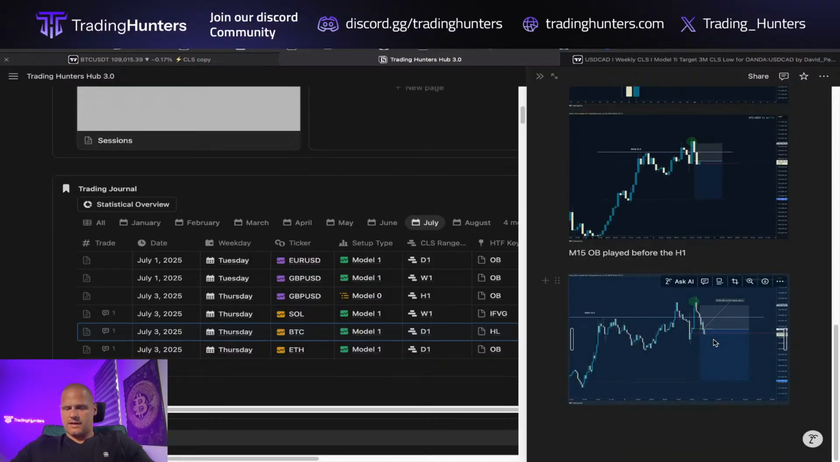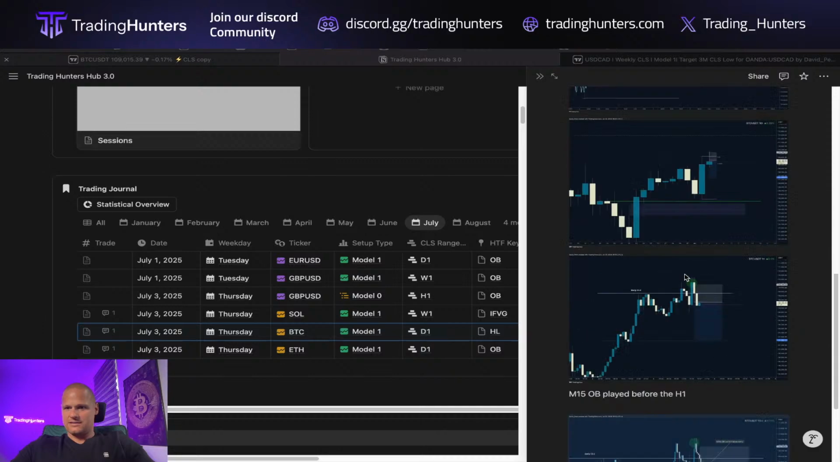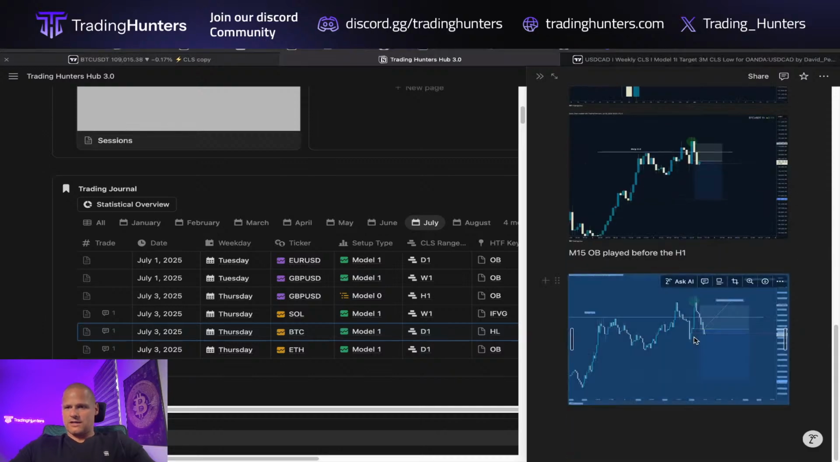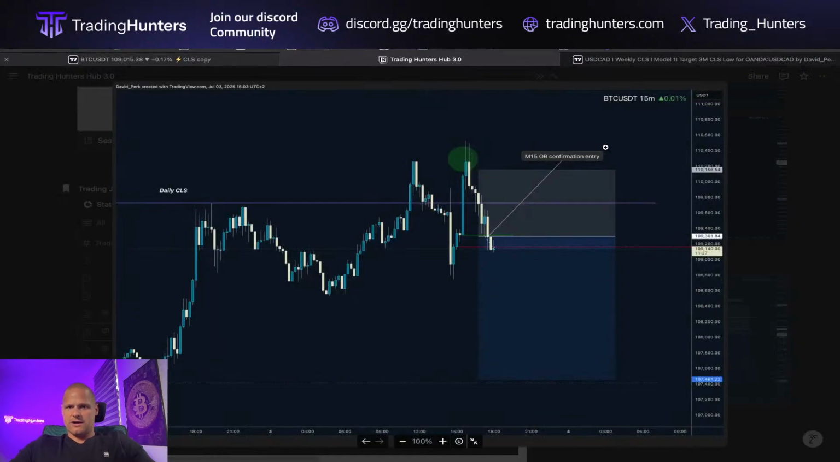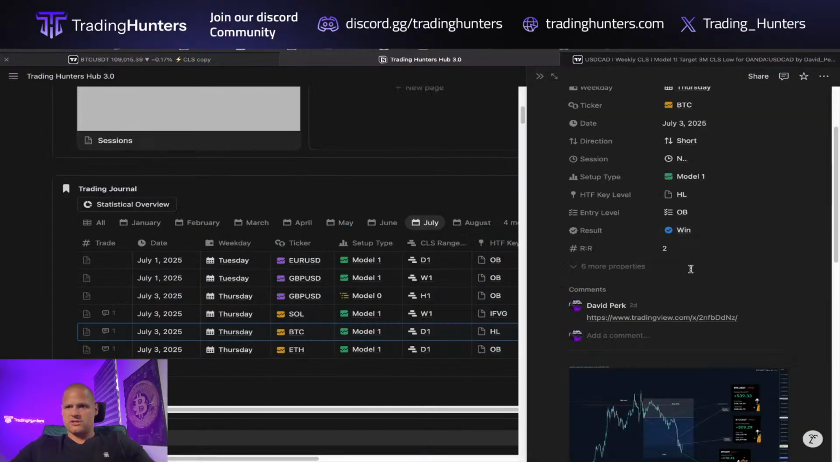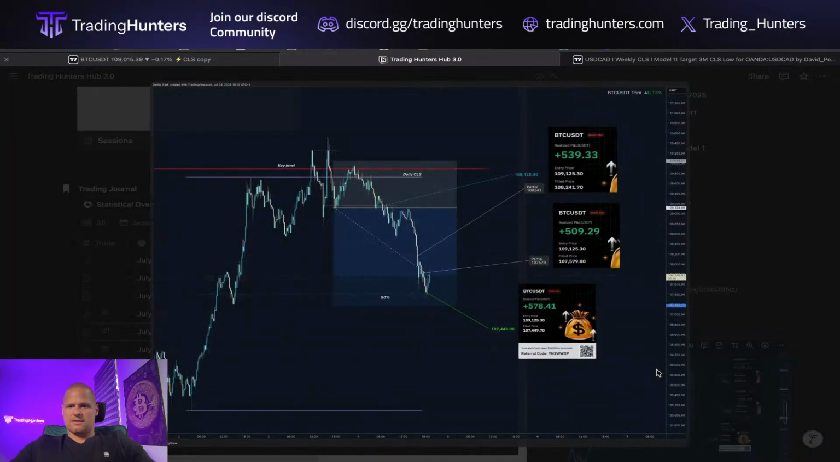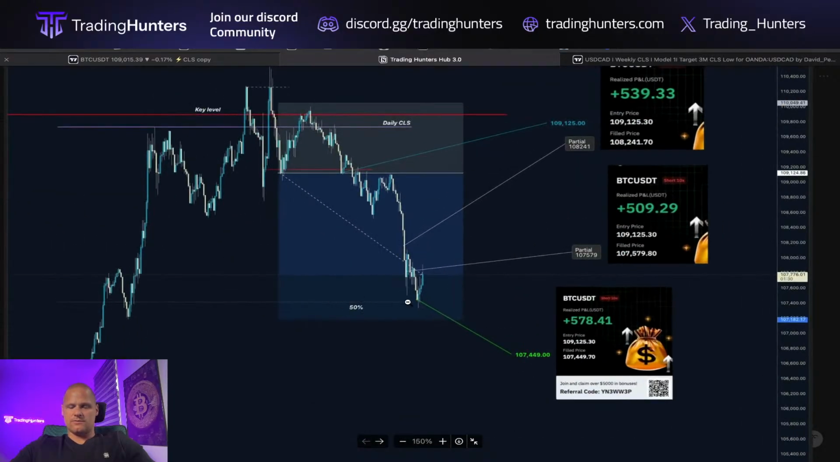I didn't post it how it played out in here. Okay, it's here actually. All right, so here was this entry, right? M15 confirmation, and then it beautifully played out, right, exactly into the 50%.